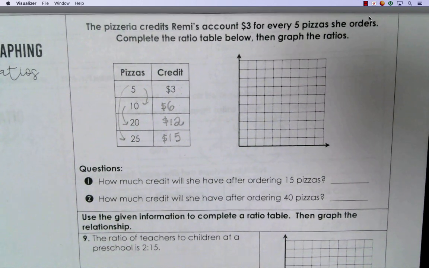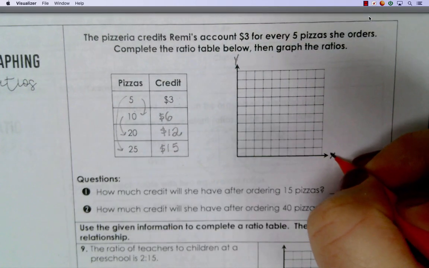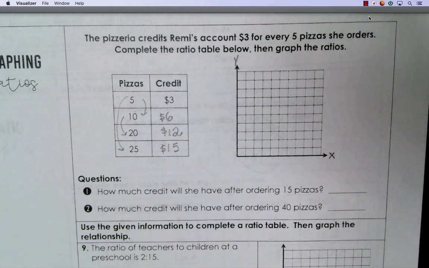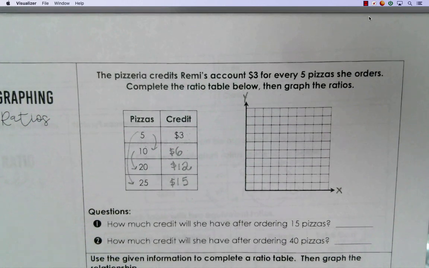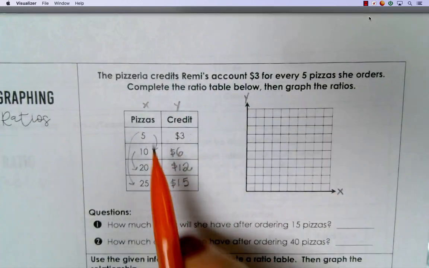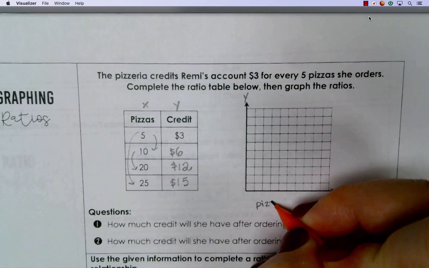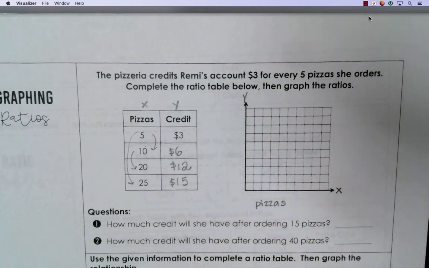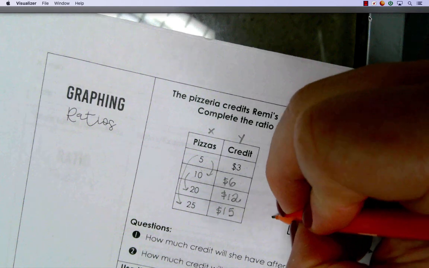So now this is where we bring back those independent and dependent variables. So this is my Y. I'm labeling my table or my graph, and this helps you visualize and understand. Now, we have to know what our independent variable is. Here in our table, this would be my X, this would be my Y. So my independent variable is the pizzas, because I don't know what my credit would be until I order pizza. And this is my credit.